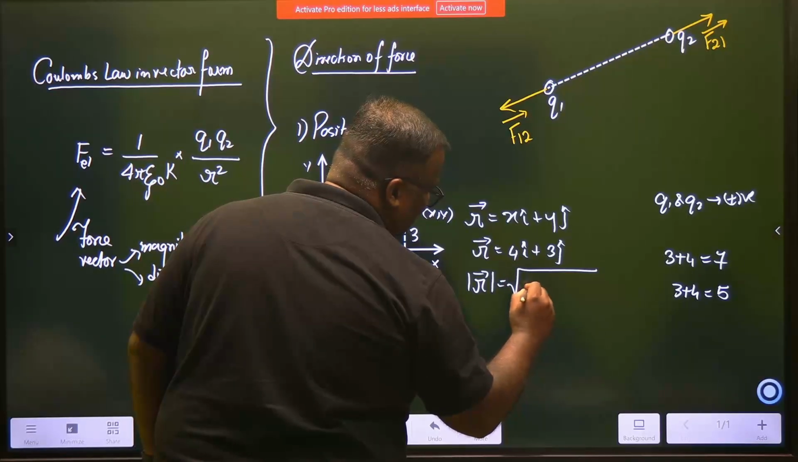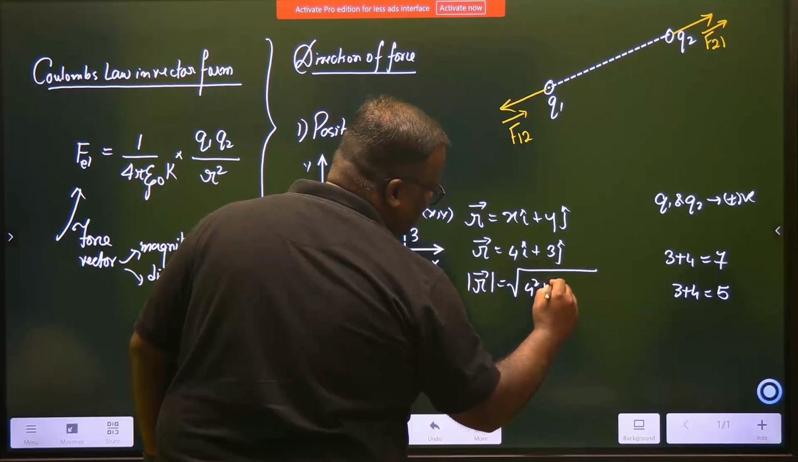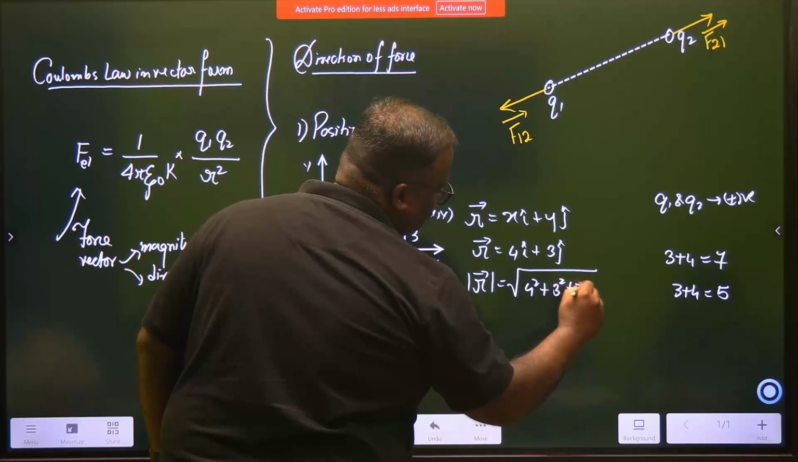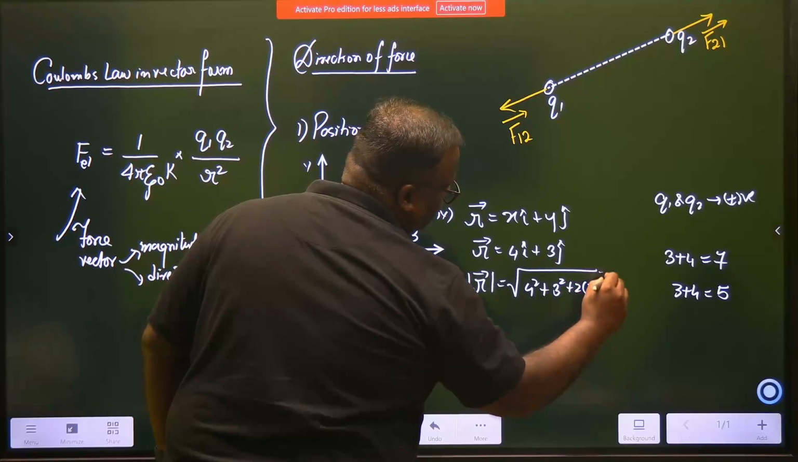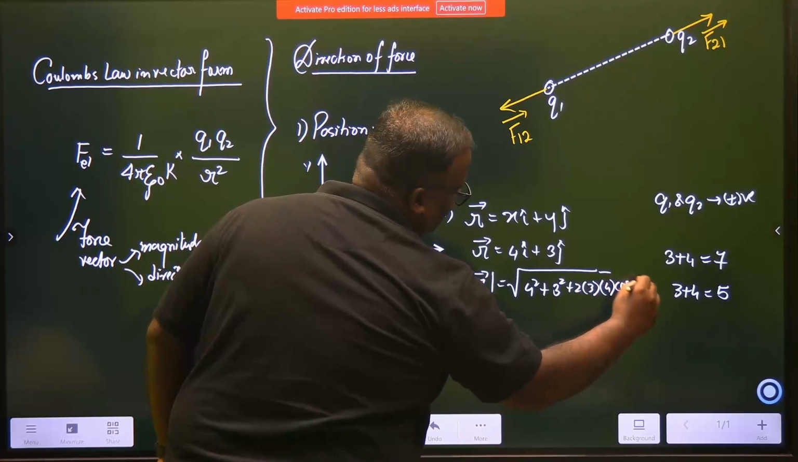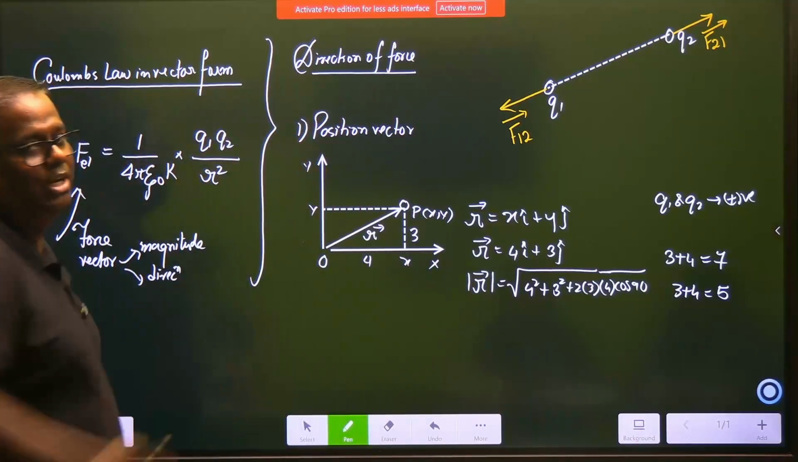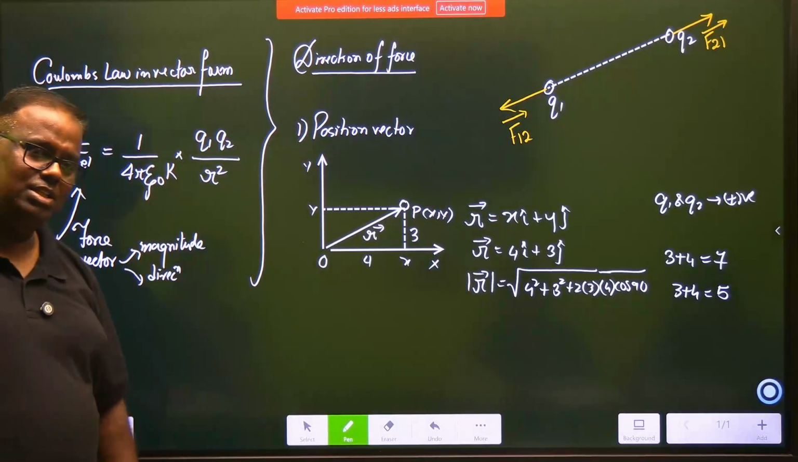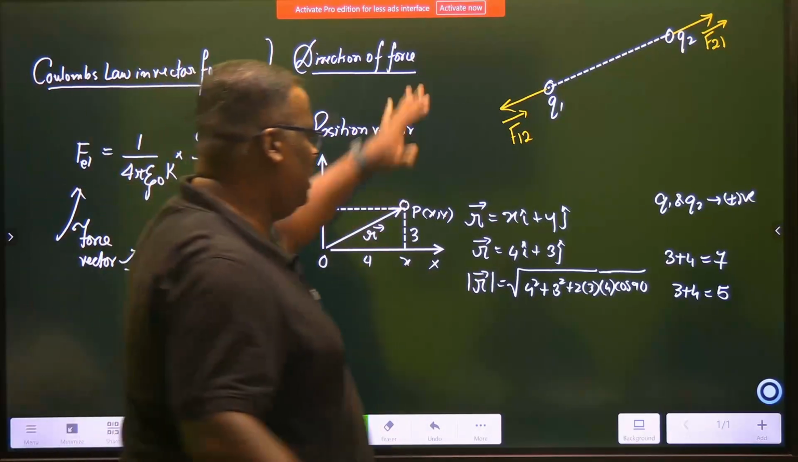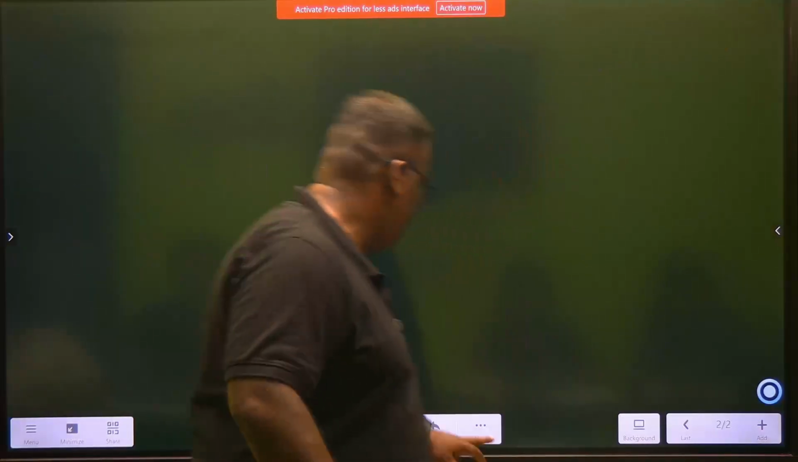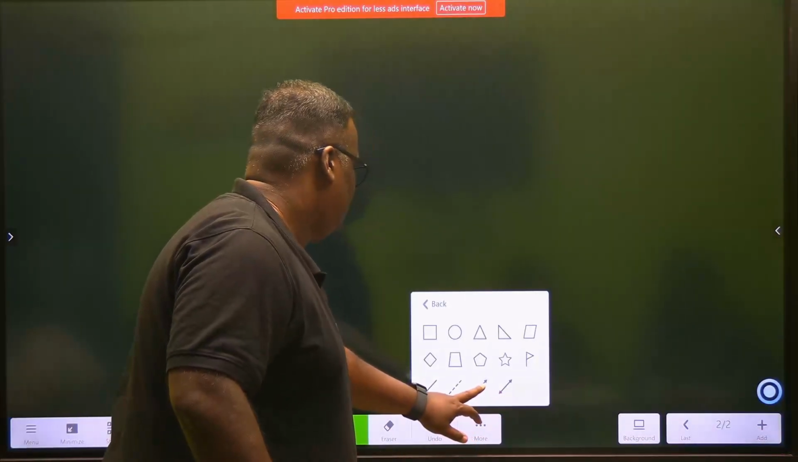So that is equal to the square root of 4 square plus 3 square plus 2 into 3 into 4 into cos of 90. That's how you get it. Did you understand? Now this was nowhere related to this, but if you don't understand this, then the other one doesn't become clear to you, right?